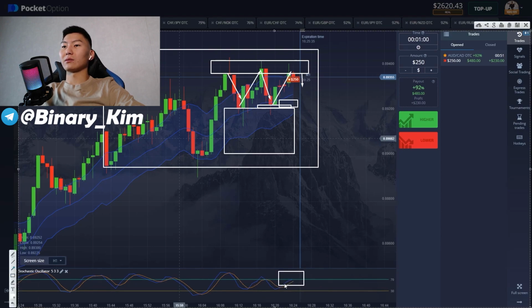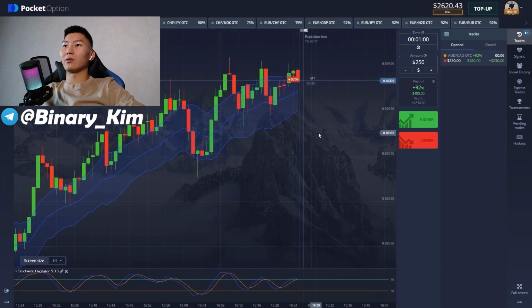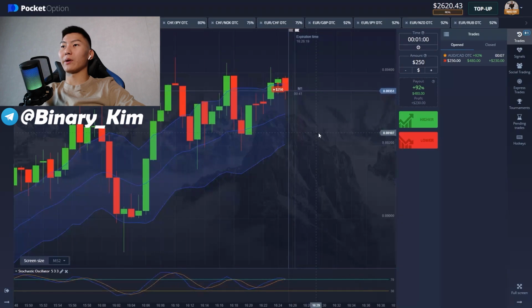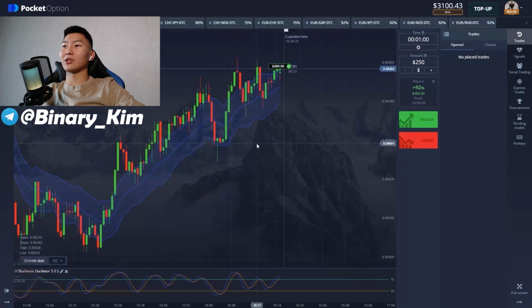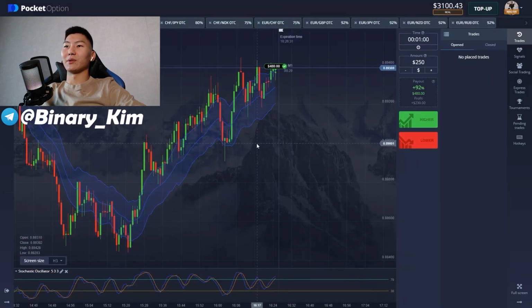The stochastic also touched the level 70, and we see the reversal. There is no more strong movement here, that's why we opened our short position, and like you see, the price starts going down, nice trade entry level, and there is literally a second left before the closing, and our position is in a profit, guys. We got $3,000 on our balance, we got $1,400 in profits. I think this is a great outcome.